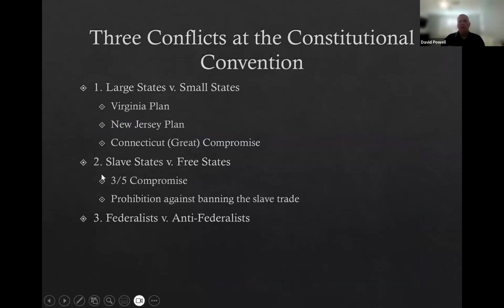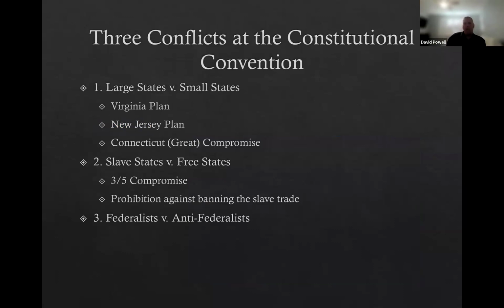But the creation of this new Constitution at the Constitutional Convention is really the result of conflict. And one of the things that we know when we read Federalist Paper number 10 is that Madison tells us that in a democracy, conflict is natural. Conflict is going to occur in a democracy. You cannot eliminate conflict. The best thing you can do is to try and manage conflict.